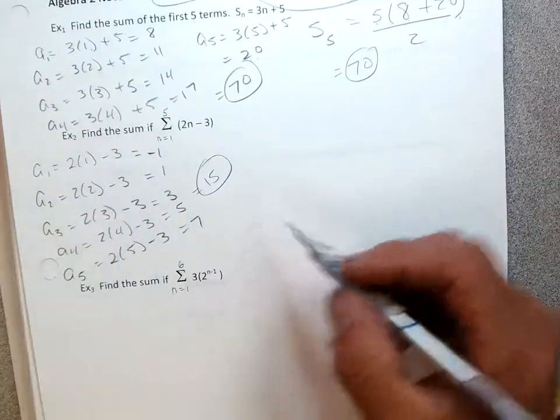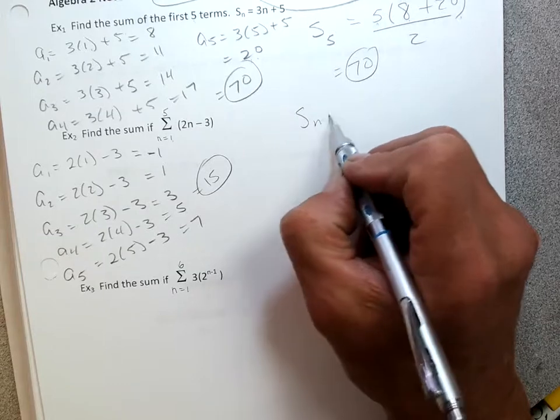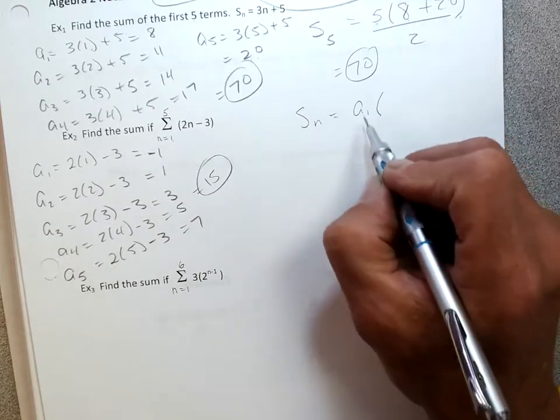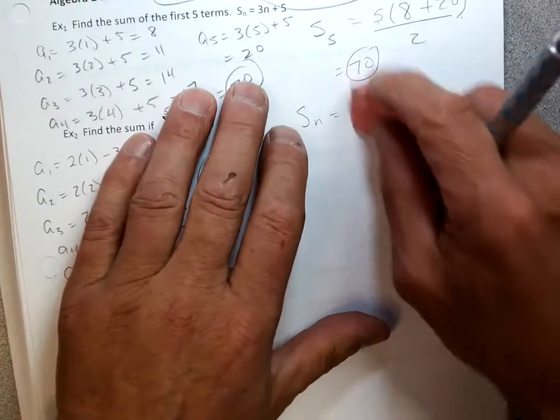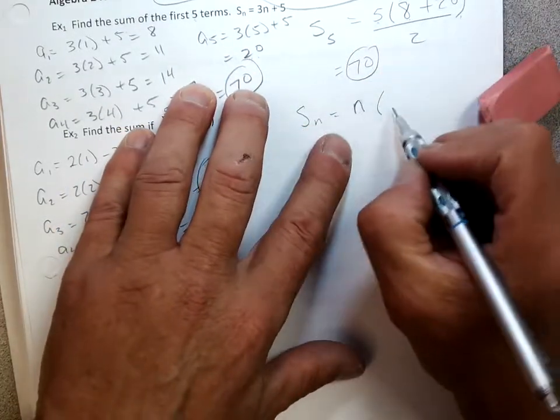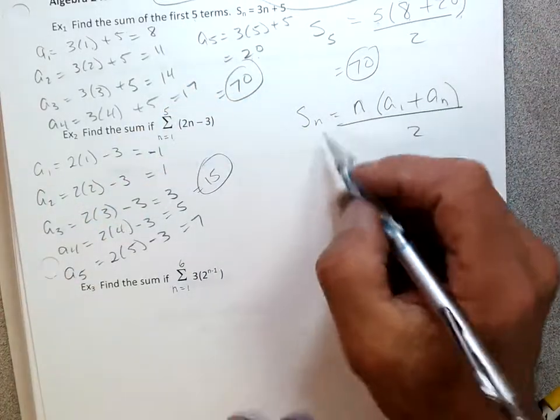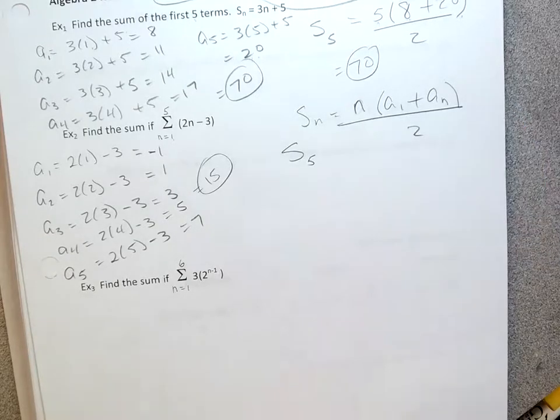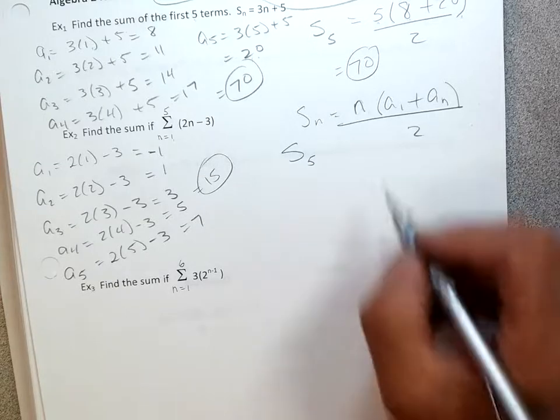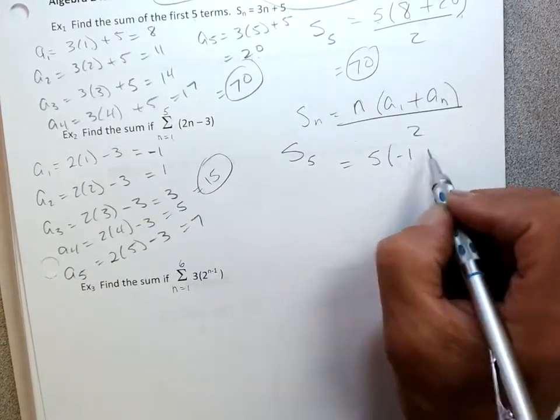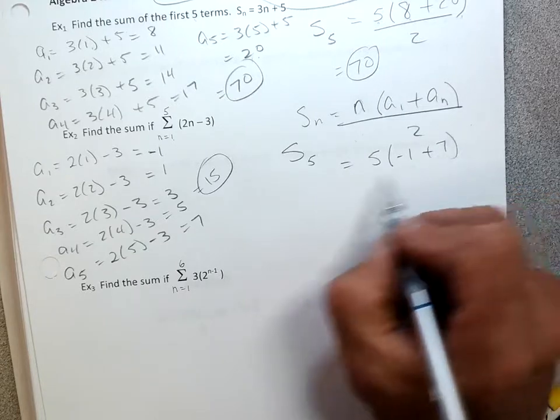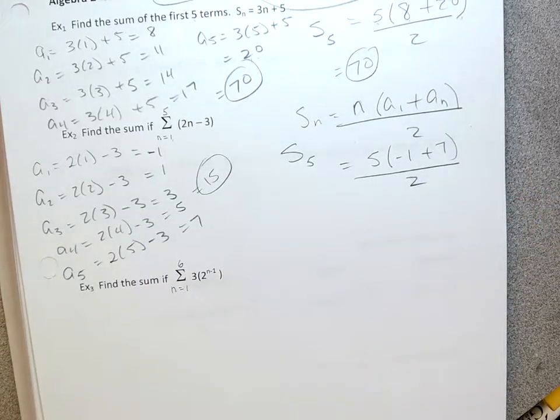So I know that if I use this, S of n equals, oops, wrong formula, too many formulas, n times A1 plus AN divided by 2. Let's just use the formula instead. So I want S of 5 because I want the sum of the first 5 terms, right? 1 through 5, and n is 5. A1 is -1, AN is 7, divided by 2, okay? So I'm just going to use the formula. I'm going to plug in 5 for n, okay?